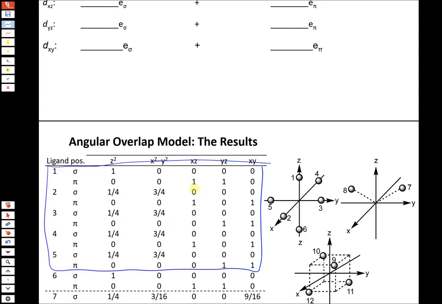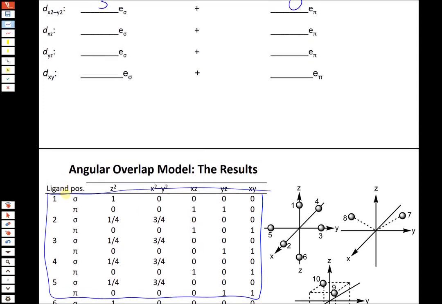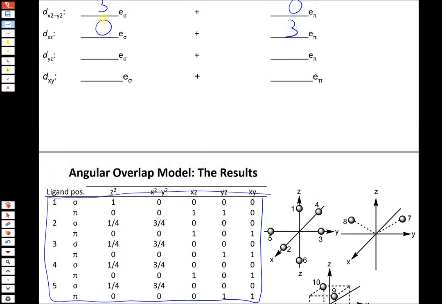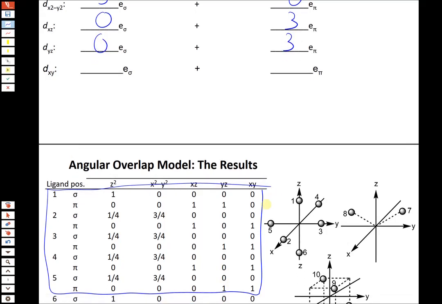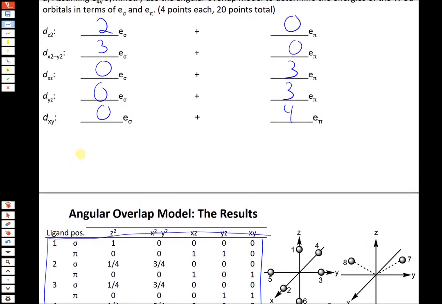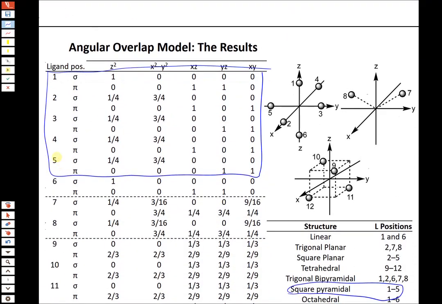So xz is going to be 1, 2, 3 E pi's and 0 E sigma. Yz is going to be 1, 2, 3 E pi's and 0 E sigma. And then xy is going to be 1, 2, 3, 4 E pi's with 0 E sigma. So this one was fairly straightforward because there weren't really any fractions to deal with, and everything was either sigma or pi. It's very similar to the octahedral case, but by removing one ligand from the z-axis, we reduce the E sigma character for dz squared by 1, and we reduce the E pi character for xz and yz by 1 as well, otherwise identical to octahedral.